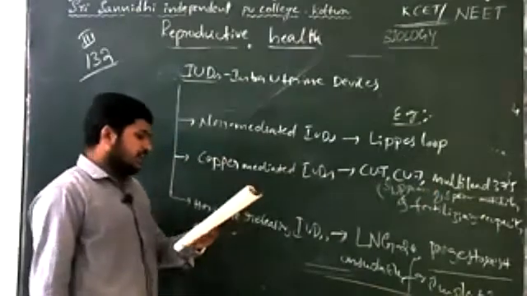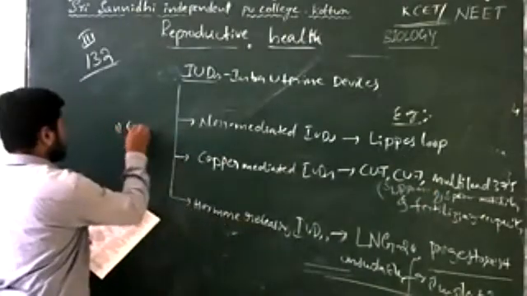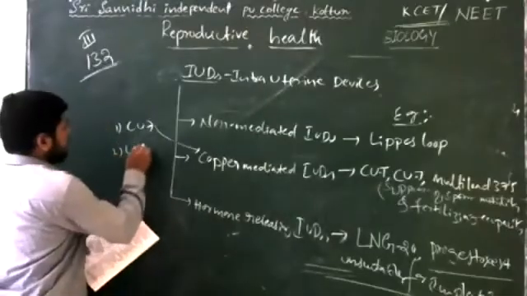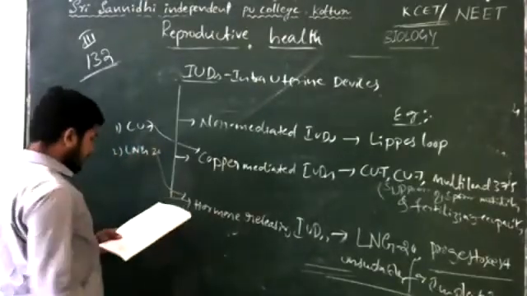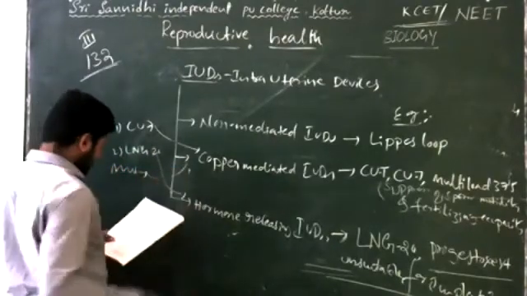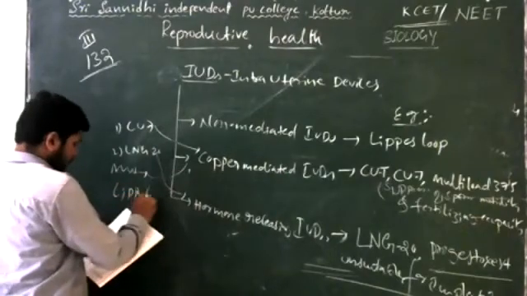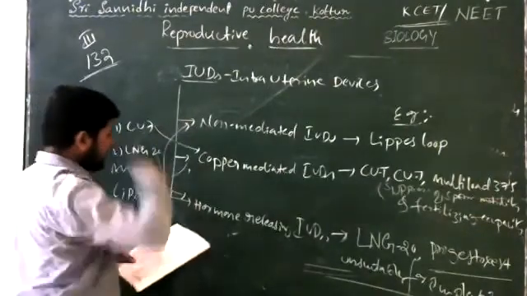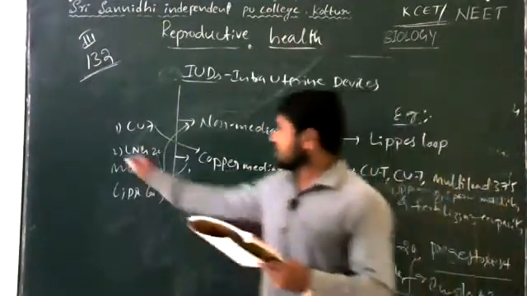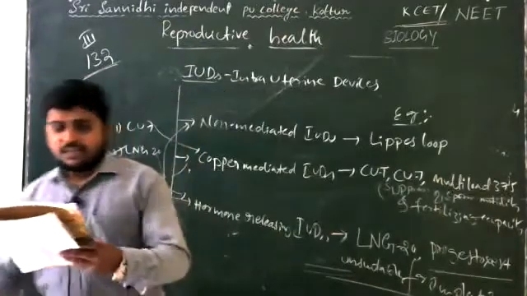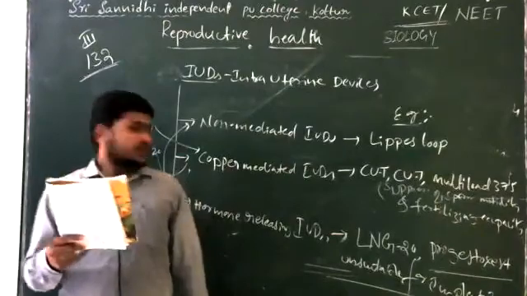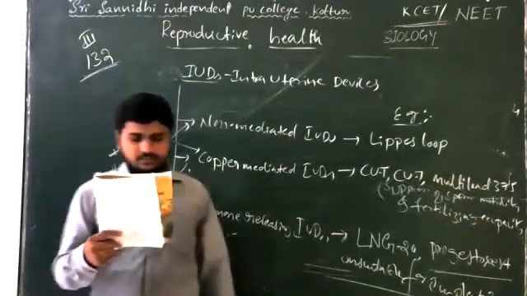What are the options here? Cu7, first option. What is this? This is copper releasing. LNG-20, so this is hormone releasing. Multiload 375, this is also copper releasing. Lippes loop, this is non-medicated. That's why the answer is LNG-20. The second one is the right answer. LNG-20 is the hormone releasing intrauterine device.